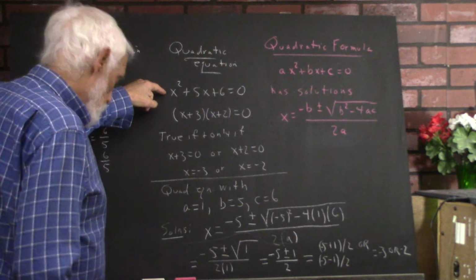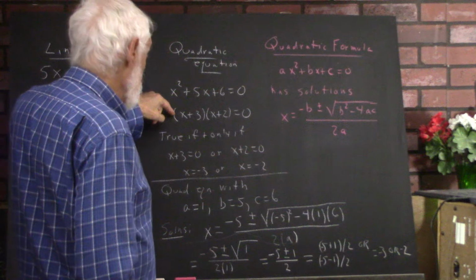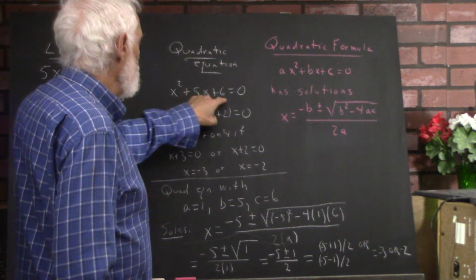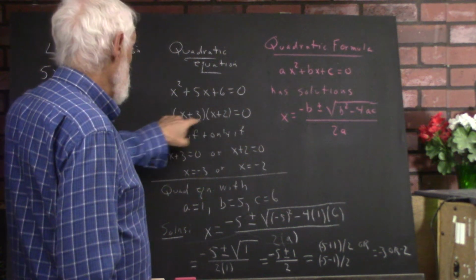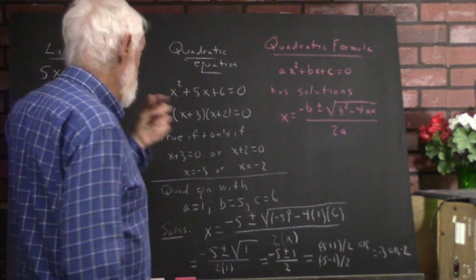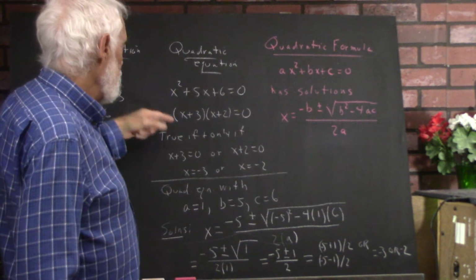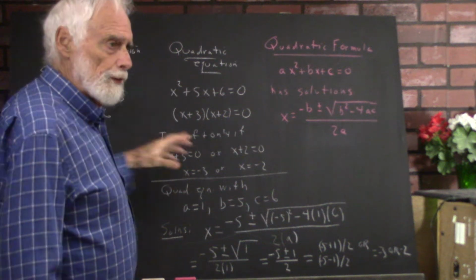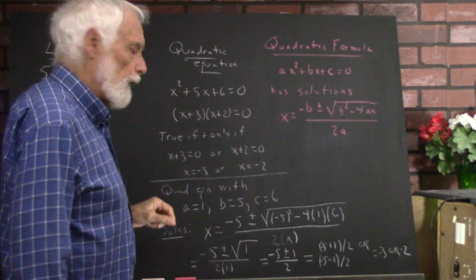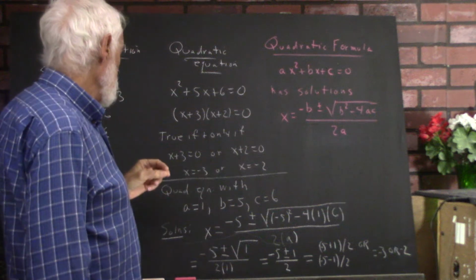So, one thing we can do is we can factor the left-hand side and get x plus 3 times x plus 2 equals 0. And I assume people know how to factor, at least in simple cases. There's a lot of tricky stuff that you can do with factoring that we'll talk about a little bit later when you need it.